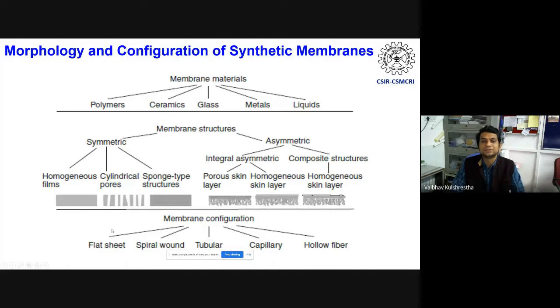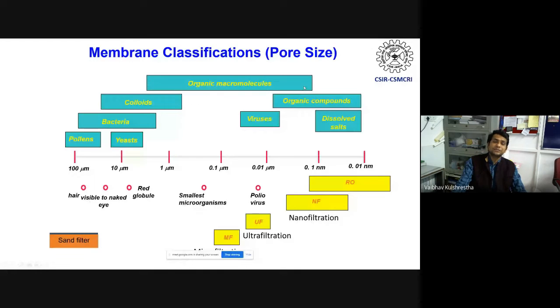According to this, membranes can be configured in different types of infrastructure, like flat sheet type and spiral wound type. In spiral wound, a large volume of membrane can be wound in a spiral form. There are also tubular membranes and capillary type membranes. Basically, these capillary type membranes are hollow fiber membranes, which are used for ultrafiltration or microfiltration. So the classification of membranes according to the pores, you can see here.